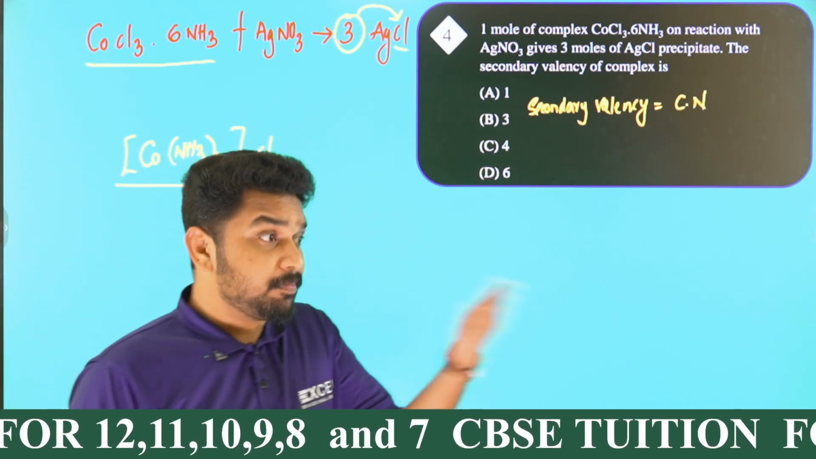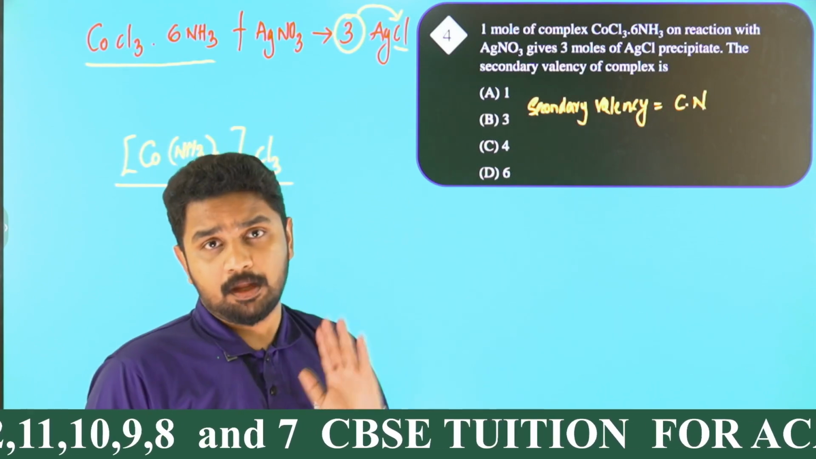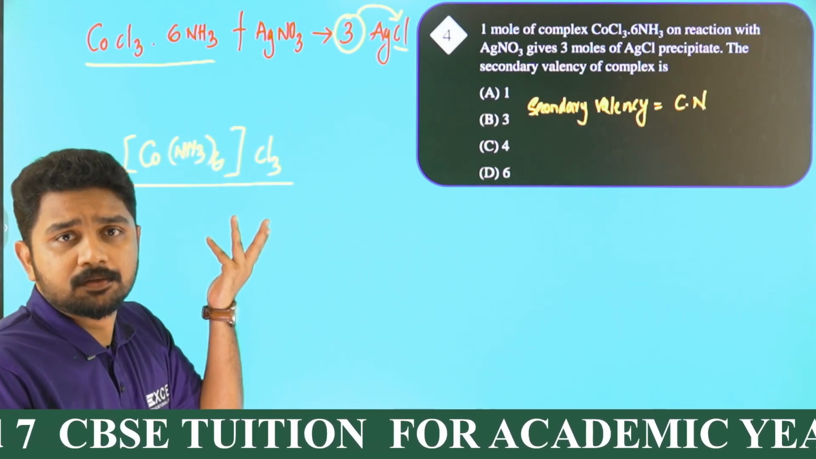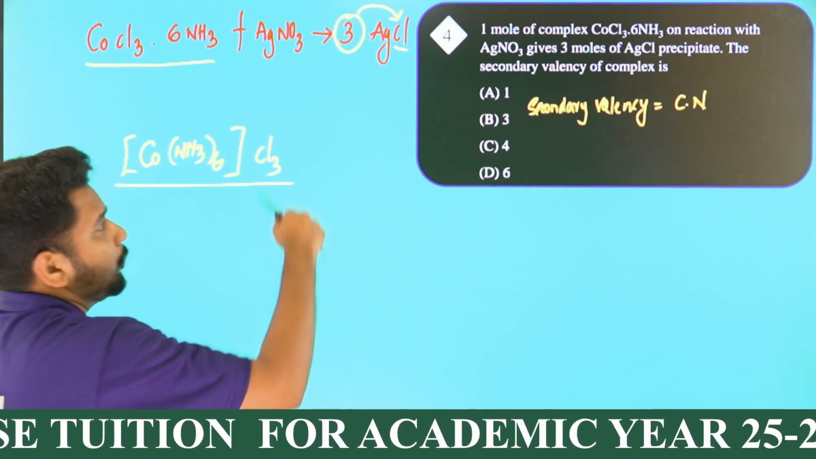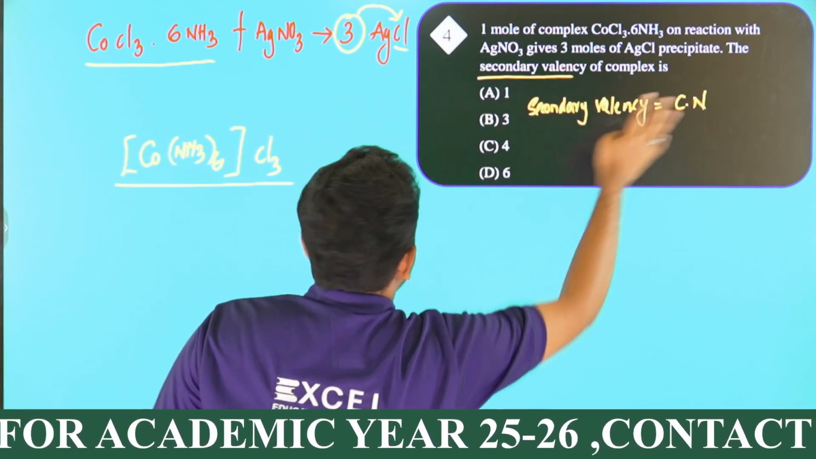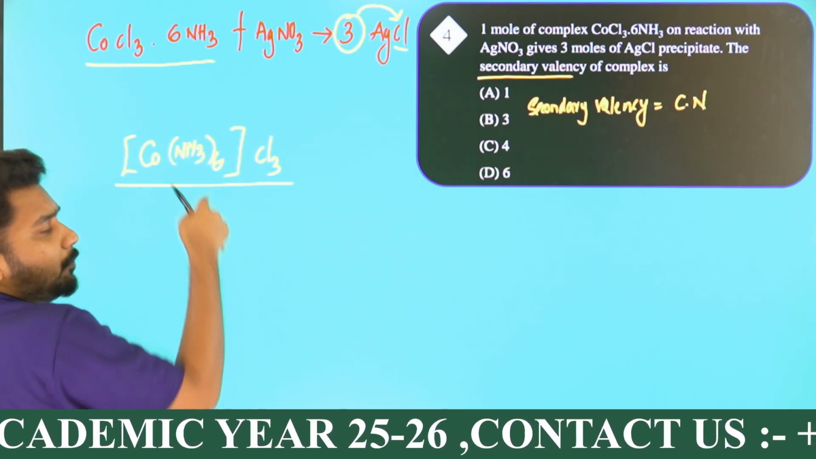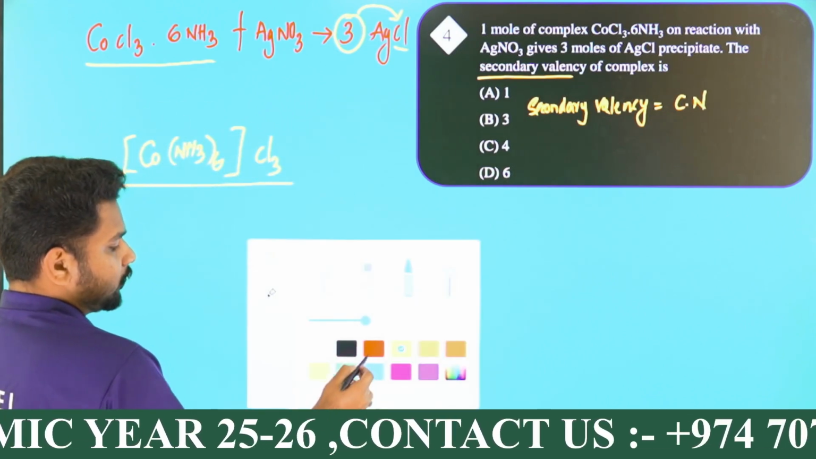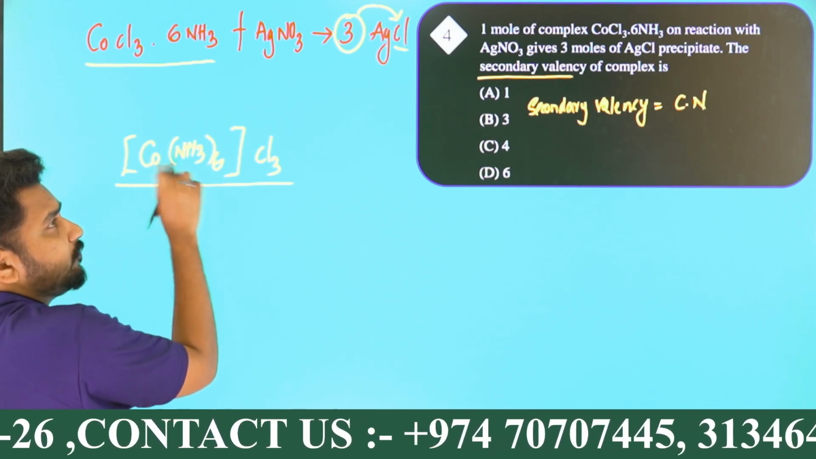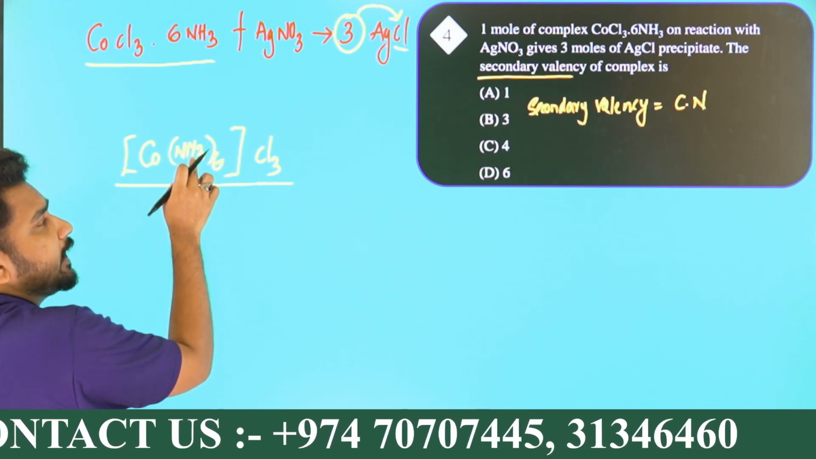So now you got the structural formula of the compound. I told you maybe the question will be the structural formula. If they are asking the structural formula, yes, our answer is finished. But here they asked the secondary valency. What is secondary valency? It's the coordination number. What is the coordination number of this compound? Easy. Coordination number is the number of ligand donor atoms. What are the ligands here? NH3.